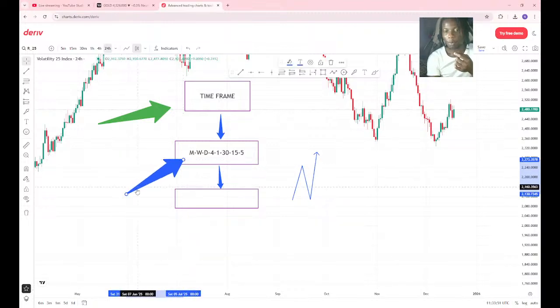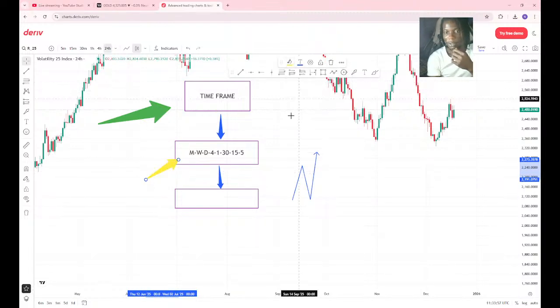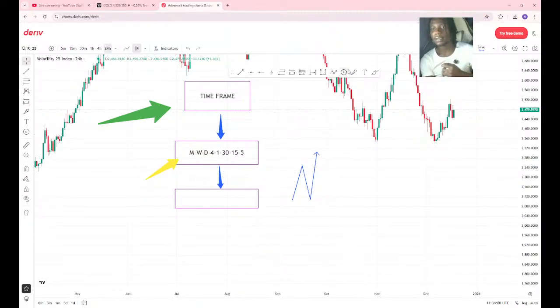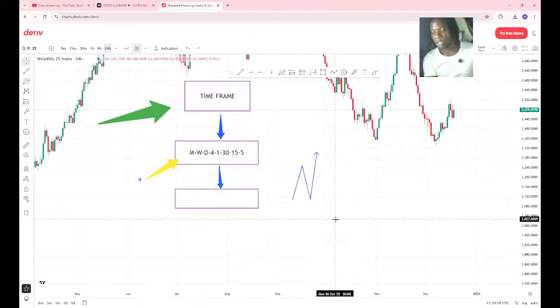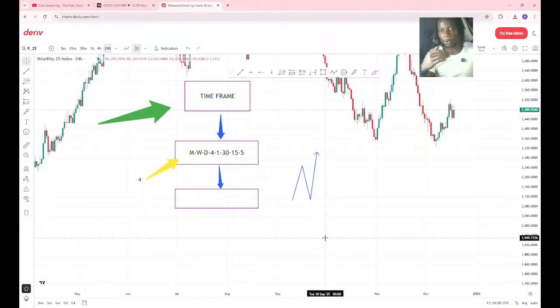Okay, it takes 4 weeks to complete a month cycle. I think I need to change this color so it will make more sense. Since you know this is already 4, you need to take about 4 structure legs to break the monthly structure movement. You need to take 4 structure points before you break the monthly structure, right?